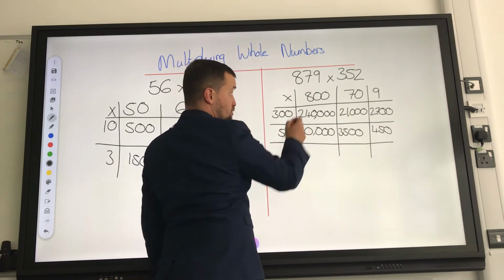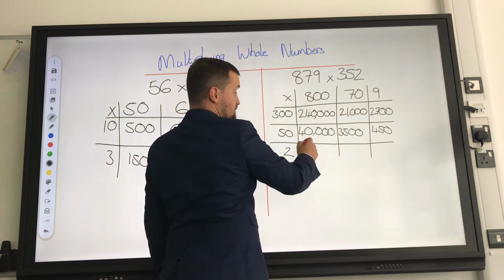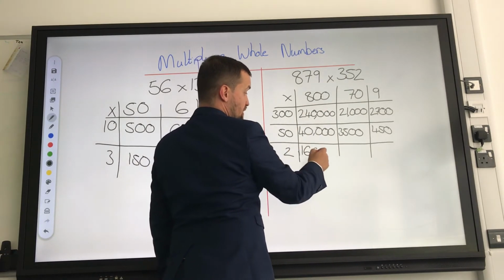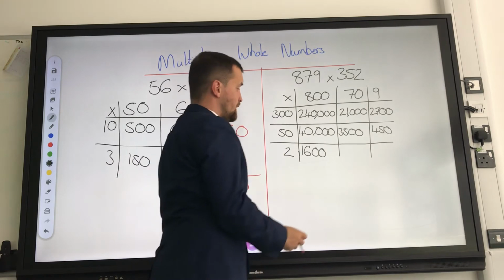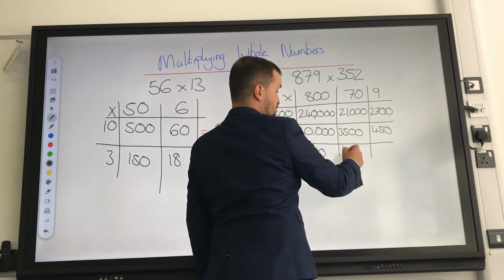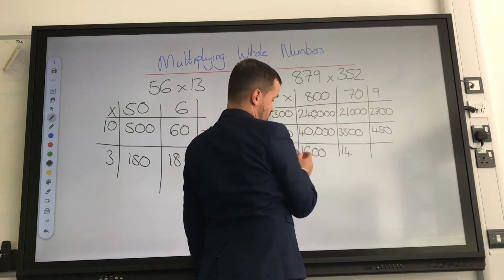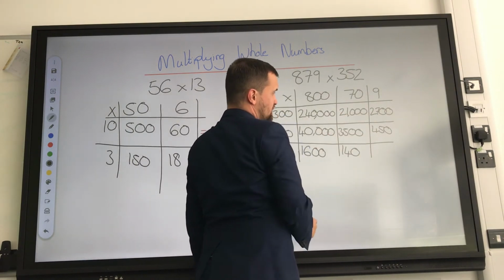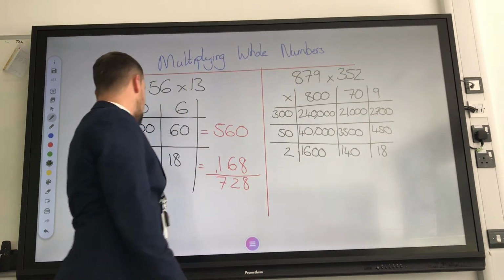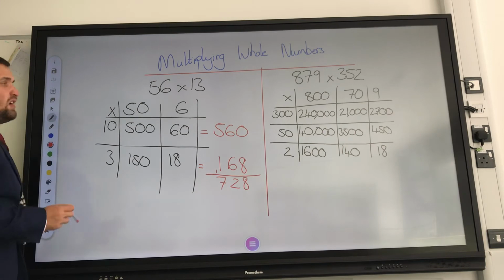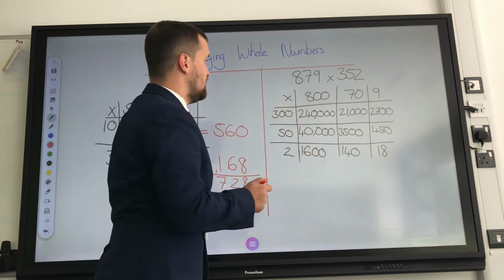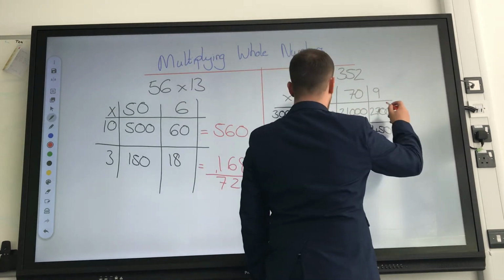2 times 800, well 2 times 8 is 16. We've got 2 zeros there, no zeros there, so we're going to add on 2 zeros. 2 times 70, we'll do 2 times 7 first, which is 14. Add on the 0, there's no 0 there, so that's 140. 2 times 9 is 18. So we get to that point there. What did I say we had to do next? We're going to have to add. So we're going to add up all these.